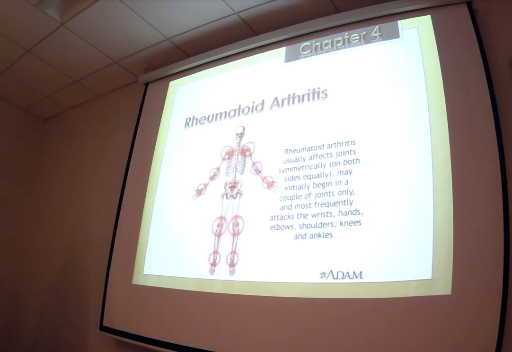fusion. As I said, it usually affects joints symmetrically. So if you're going to have it in one wrist, it's going to be in the other wrist. It's not just unilateral. You usually have it on both sides. As I said, it starts in the smaller joints, and then moves its way to the thorax. So frequently it will attack the wrists, the elbows, the shoulders, the knees, and the ankles.